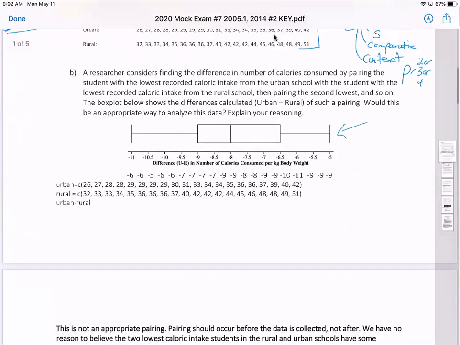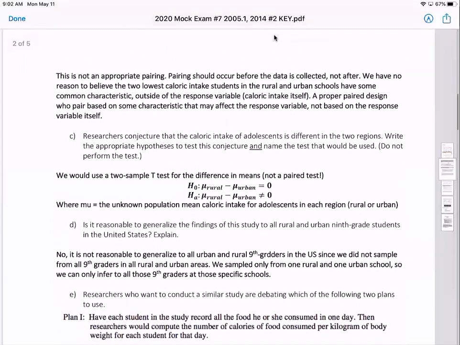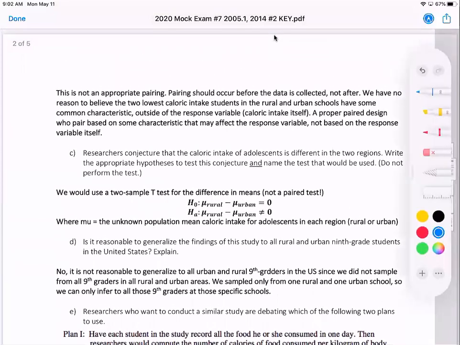The pairing idea was, hey, let's take the kid with the lowest caloric intake from the urban school, and let's pair them with the kid with the lowest caloric intake from the other school. Well, the problem with that is whenever you do pairing, you want to pair by something that you think might influence the response rather than the response itself. The response itself was the caloric intake.